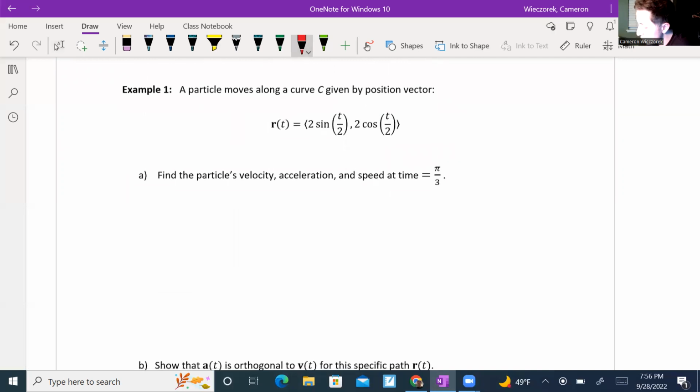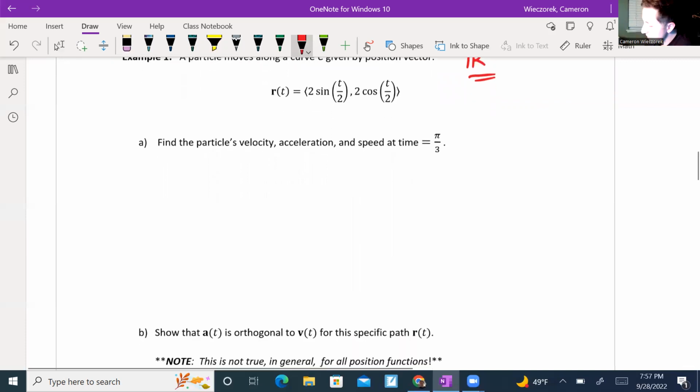A particle moves along a curve C given by position vector r(t) = ⟨2 sine t/2, 2 cosine t/2⟩. So this is your space curve... we're going to deal with a plane curve right now. I guess I said space curve. This is more of a plane curve. We're dealing with a two-dimensional vector. It looks like it's a circle.